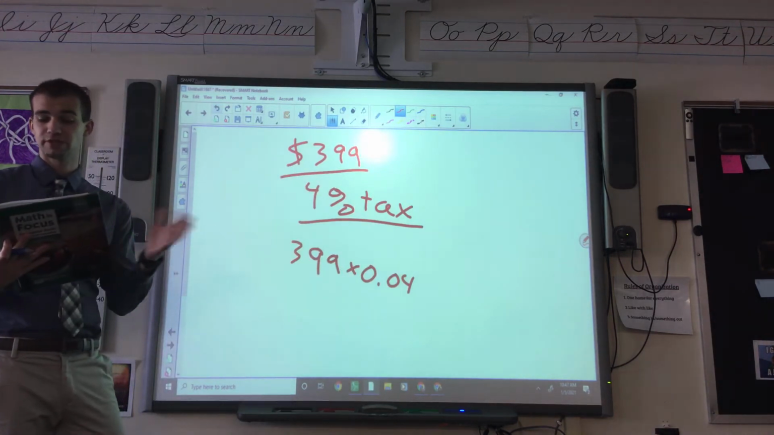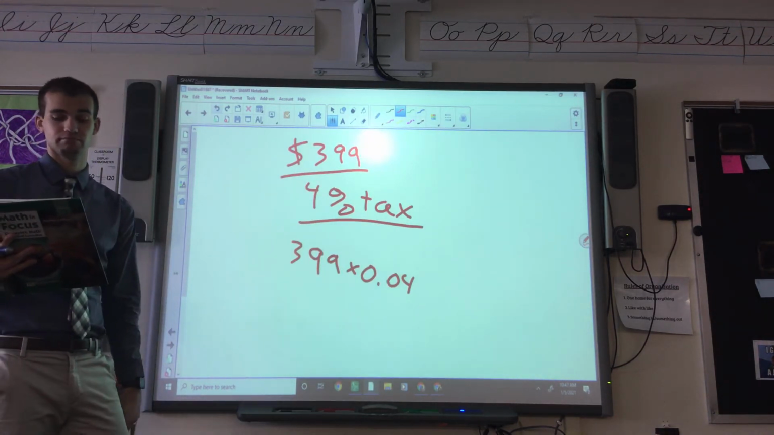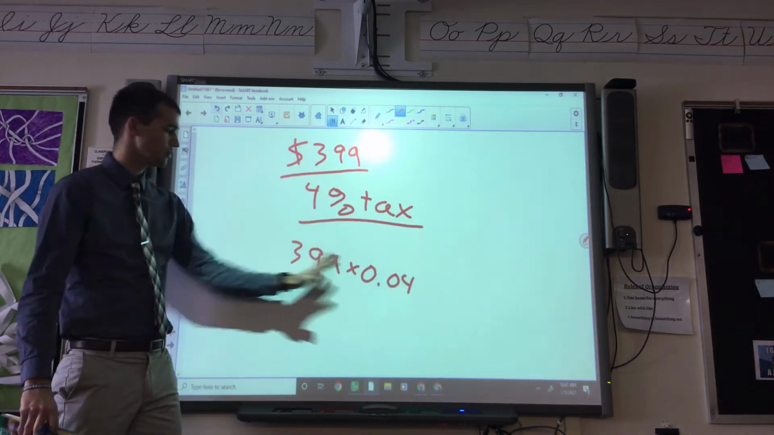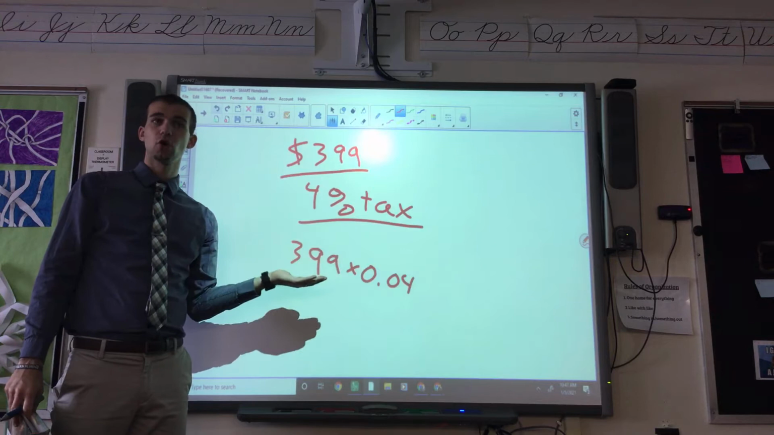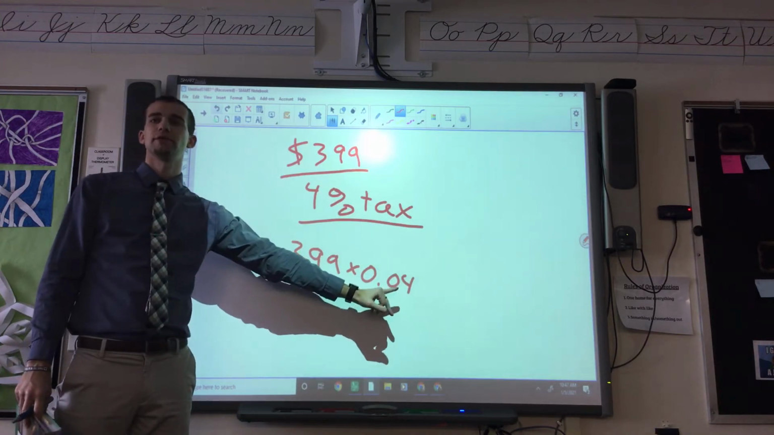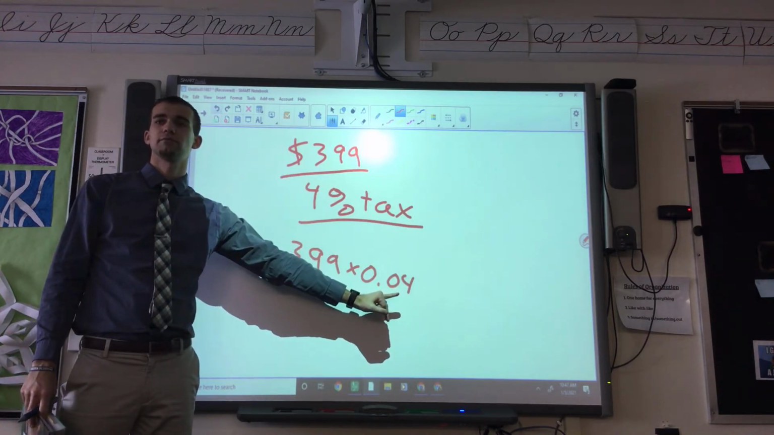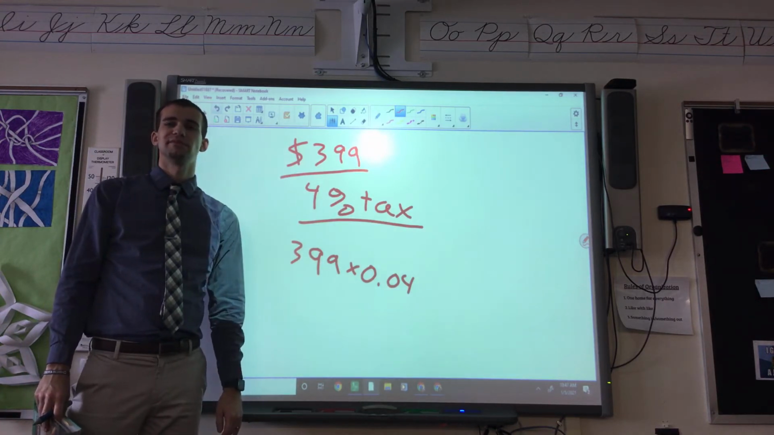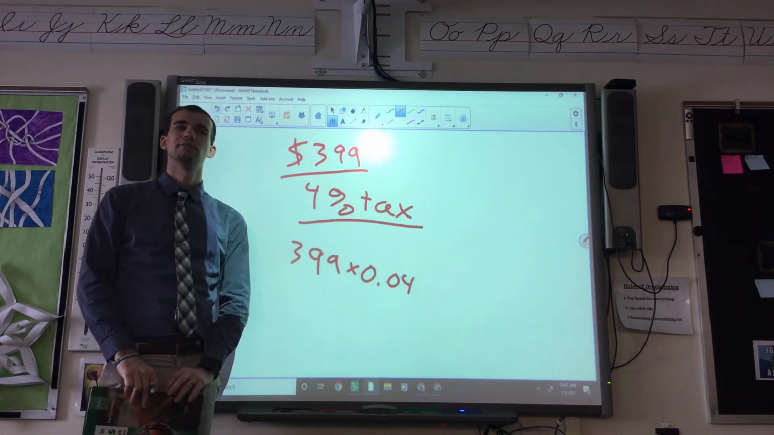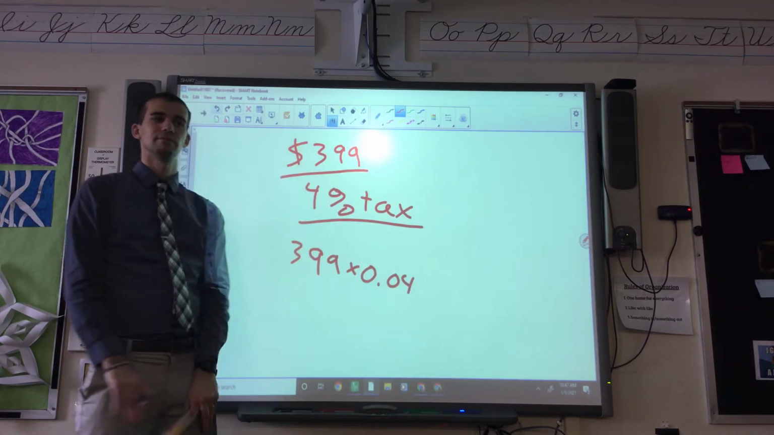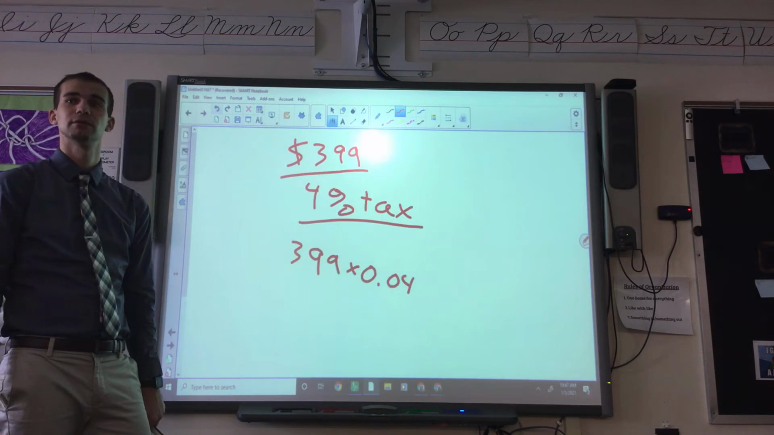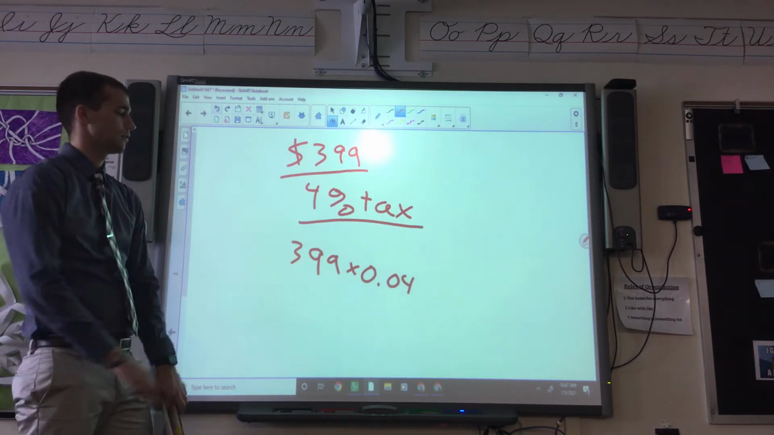Is this asking you what the sales tax is, or the total cost of the game? Total cost. So you could do one of two things. You can do this and add $399 to the answer, or you can change this number to something else instead of 0.04. This is the faster way to do it. 4 over 100 is another way, but that's not what I was thinking.